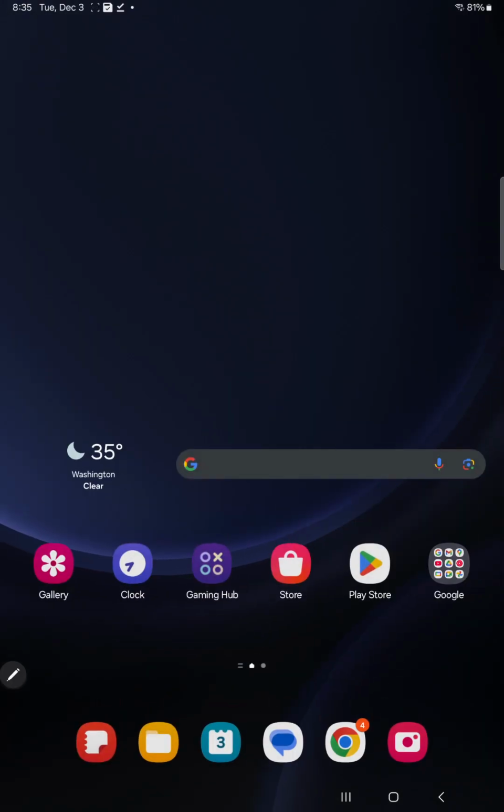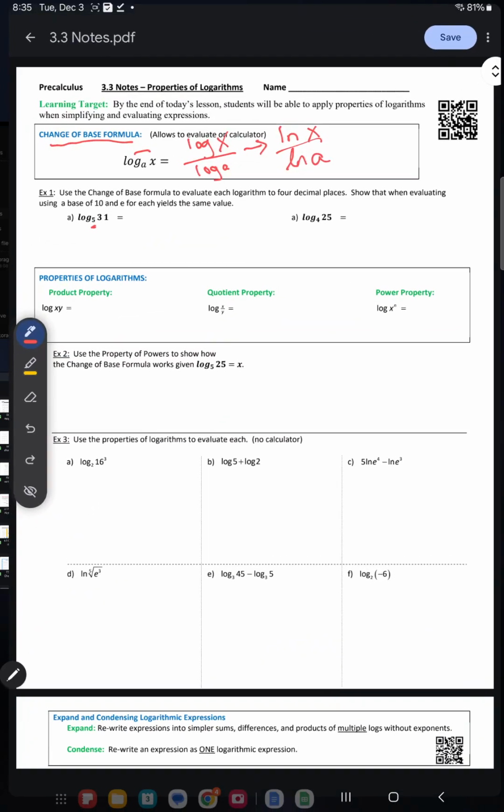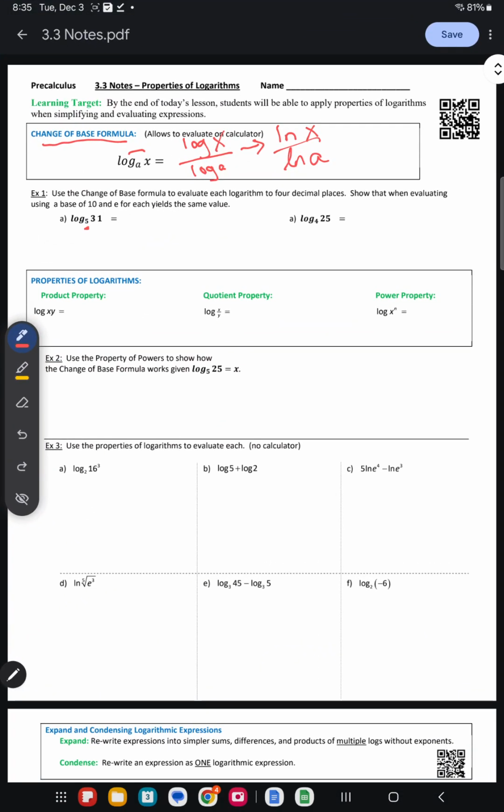Okay, so what that allows us to do over here is go log 31 over log 5. Now, in this case, you can leave it like this. Using your calculator, you're going to get an approximate value of 2.1337. Okay, and typically 4 decimal places is used for rounding these types of numbers.